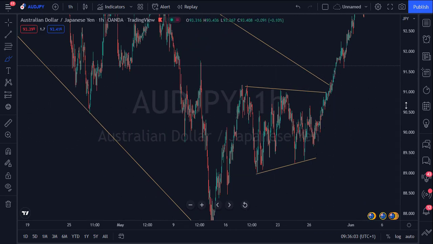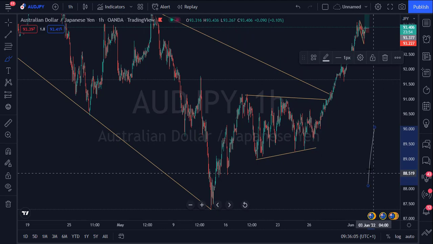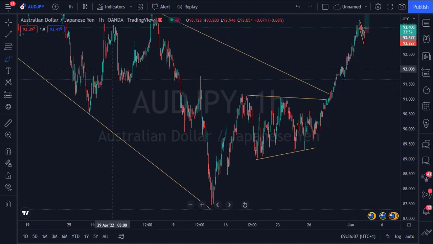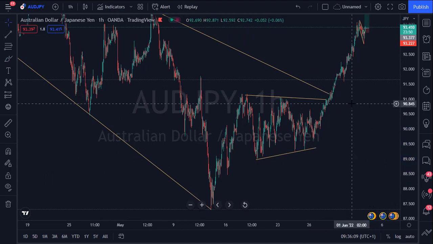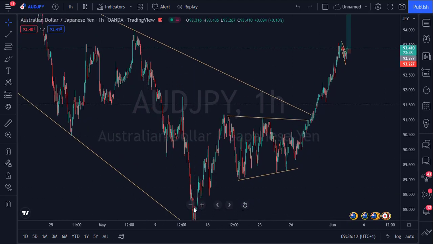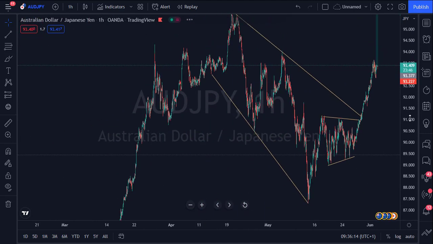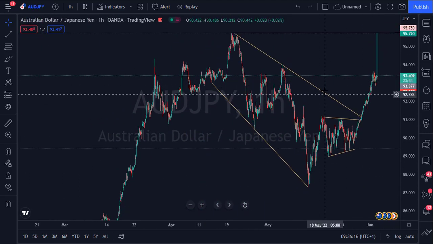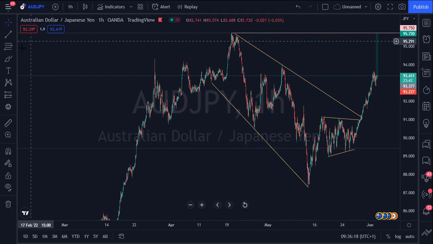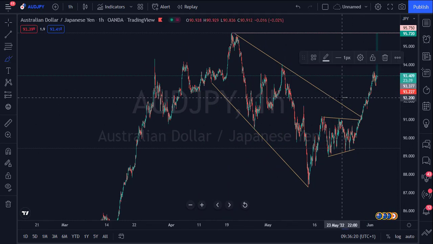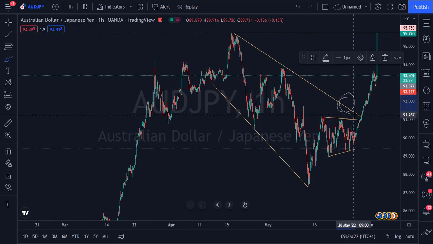out of the overall descending channel. All right, the market broke out of the overall descending channel. The moment this happened, there was a breakout of this, let me mark that, of this trend line here. I don't trade trend lines, by the way, I just use them to mark my charts. All right, so there was a breakout of this trend line right here.